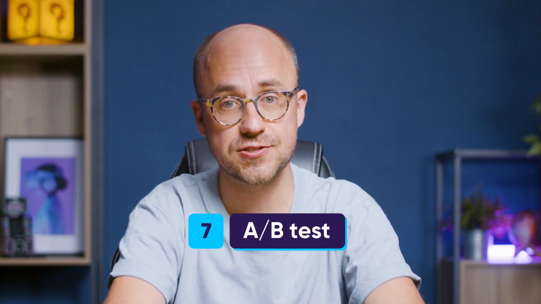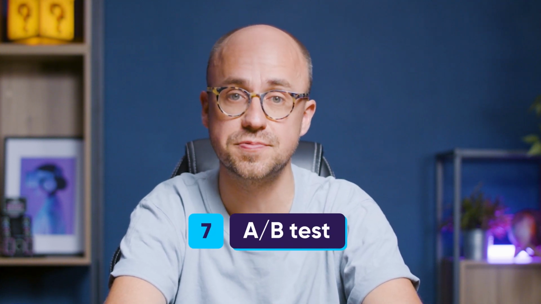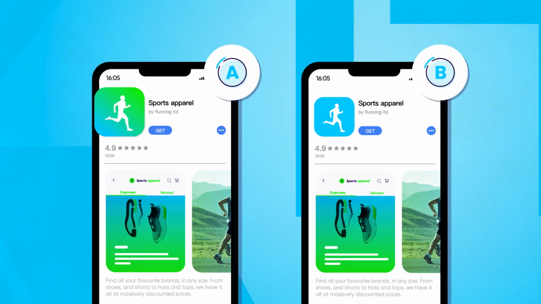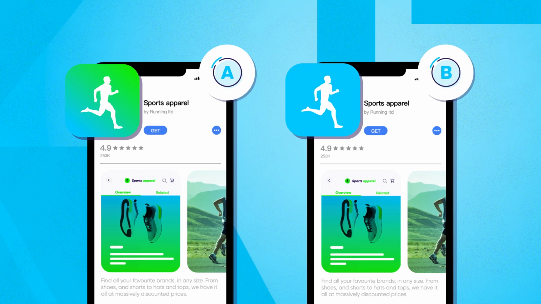That's why I recommend A/B testing with different versions to help you choose the best option. Analyze which icon delivers the highest conversion rates and don't be afraid to keep innovating. You never know what could work until you try it.